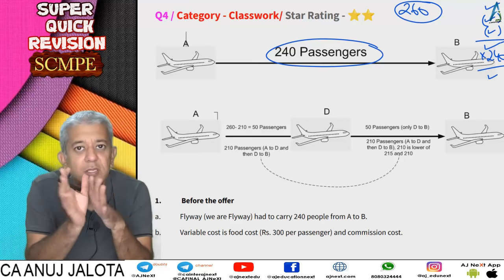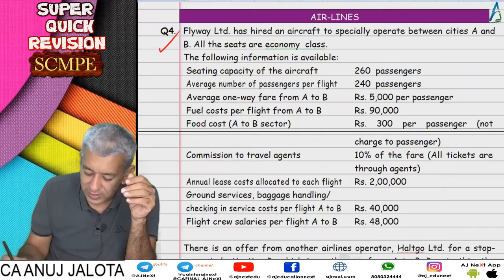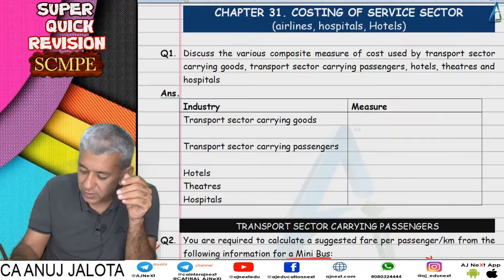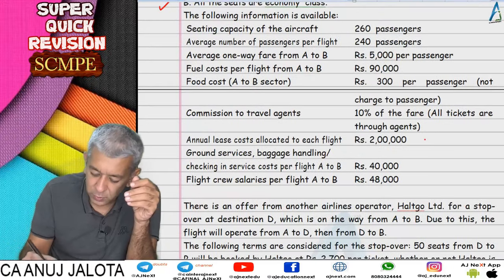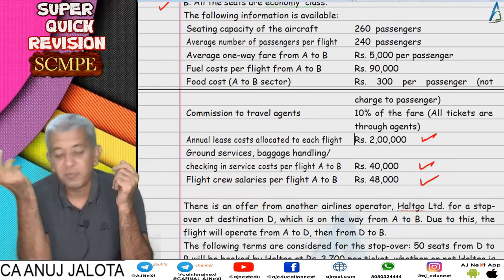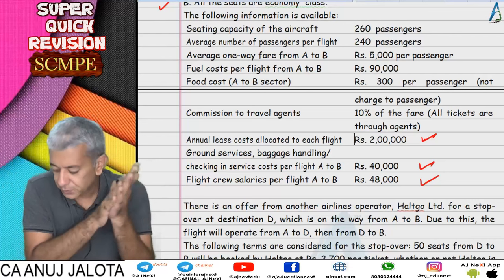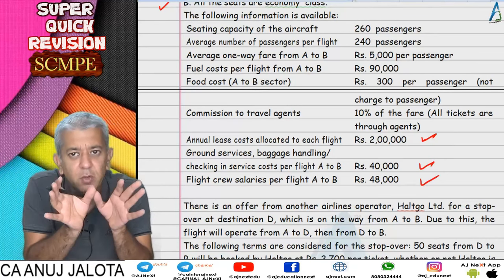So this is the total contribution that we are getting today, minus all the fixed costs that are given to you. Fixed cost in this particular case was supposed to be 2,40,000 and 48,000. These are all your fixed costs as such. Now, all these fixed costs that are there, we subtract to find out whatever the profit was.